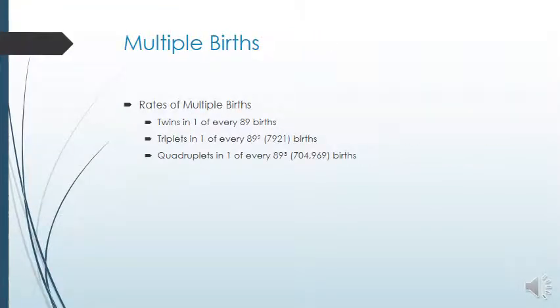For some unknown reasons, the rates of naturally occurring multiple births fall into a pattern. Twins occur about 1 of every 89 births, triplets in 1 out of every 89 squared, or 7,921 births, quadruplets 1 out of every 89 cubed, 704,969 births, and so forth.